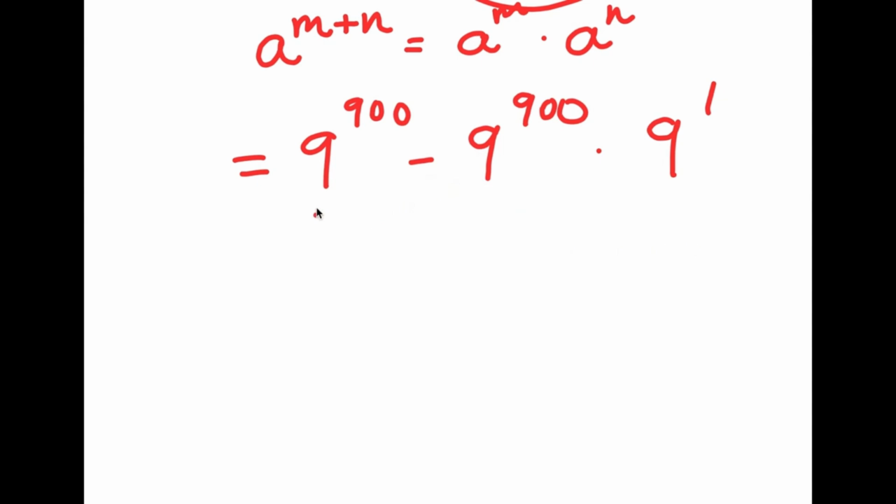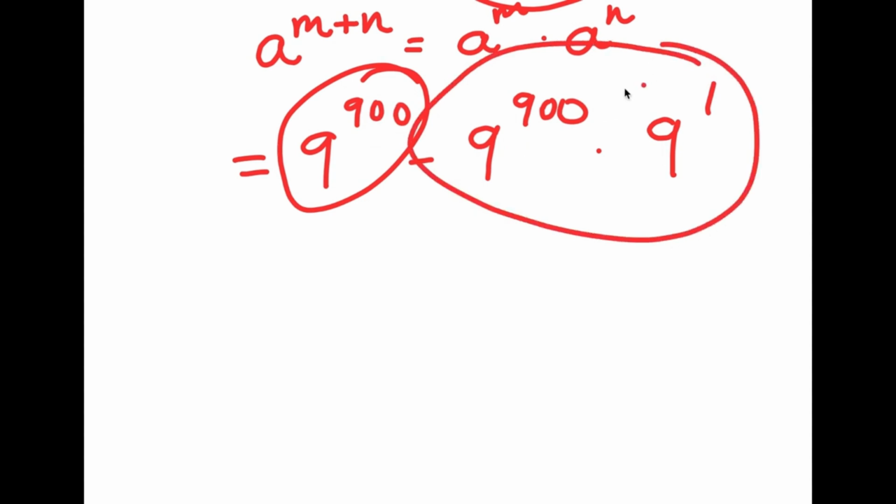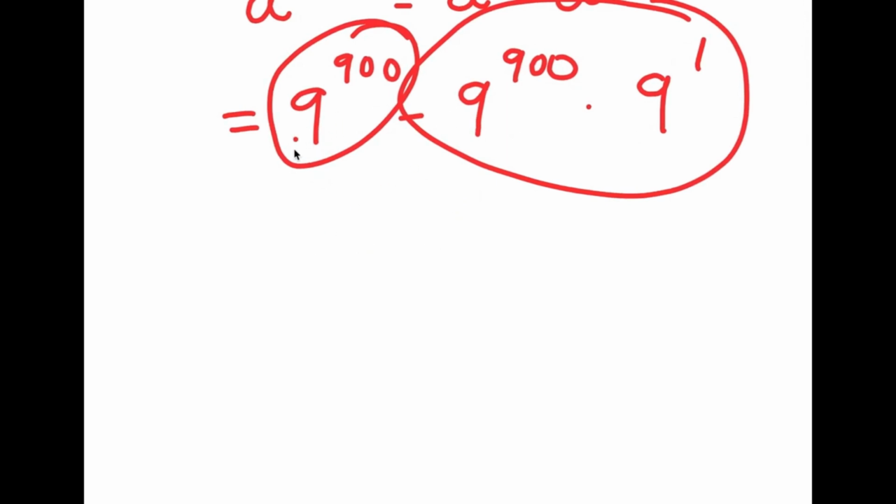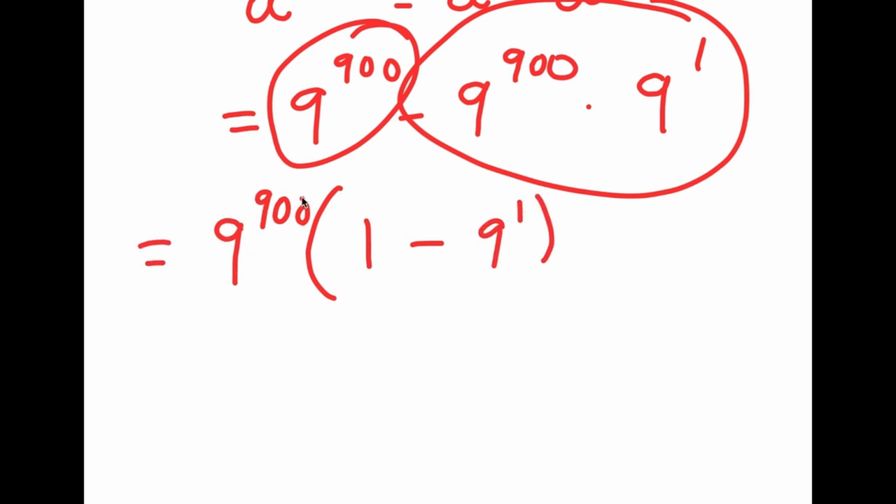Now from here, notice how we have two terms. Our first term is 9 to the power of 900, and our second term is 9 to the power of 900 times 9 to the power of 1. Because both of our terms have 9 to the power of 900 in them, we can factor that out. So we get 9 to the power of 900 times, well, 9 to the power of 900 divided by 9 to the power of 900 is 1, minus 9 to the power of 900 times 9 to the power of 1 divided by 9 to the power of 900 is simply 9 to the power of 1. So I get 9 to the power of 900 times 1 minus 9 to the power of 1.